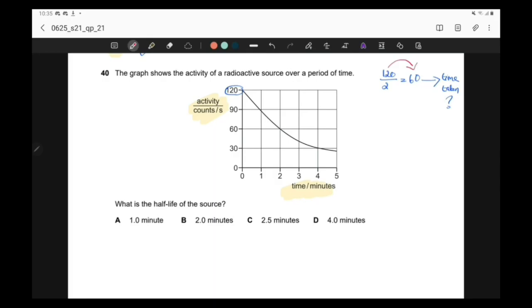So we can look at the graph. Initially this was 120, and when it reaches 60, this point represents 60 activity. So in order to change from here to here, what is the total time taken? From 120 to 60, this is the time taken, and we clearly see it is 2 minutes. Therefore the correct answer is 2 minutes.